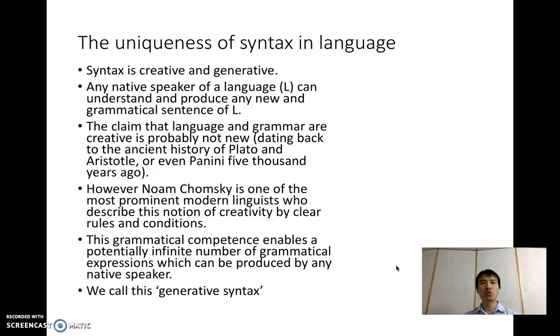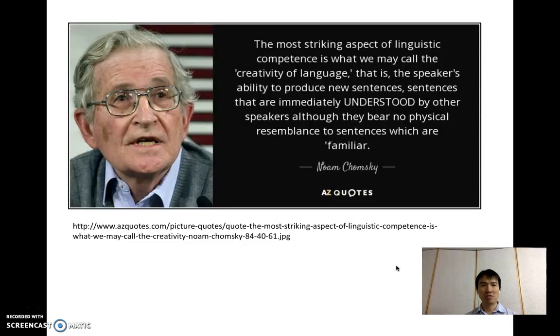Okay, so this is Noam Chomsky. By the way, he is still alive. He's an American linguist, widely considered the most famous linguist who ever lived. And this is his quotation. You can read this. He stressed the creativity of language, namely the speaker's ability to produce new sentences, and sentences that are immediately understood by other speakers, even though they have not heard those sentences before.